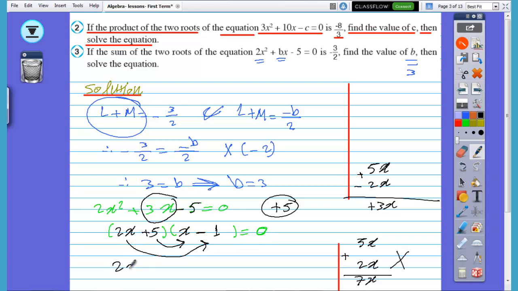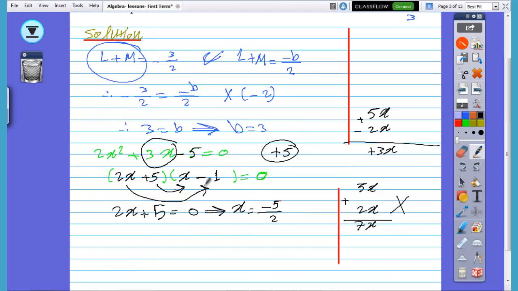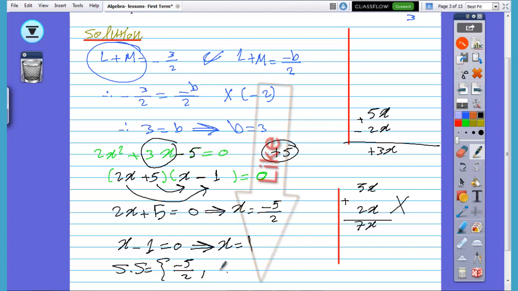It means 2x plus 5 equals 0. Indicate x equals negative 5 over 2, or x minus 1 equals 0. The second factor here, x minus 1 equals 0. It means x equals 1. So the solution set of the equation is negative 5 over 2 and 1.